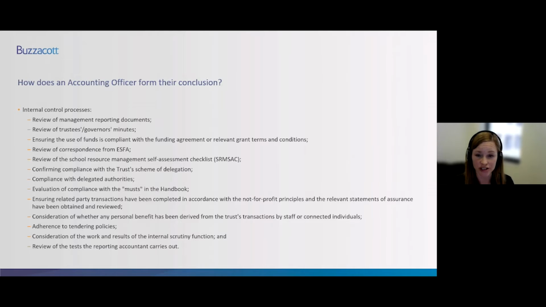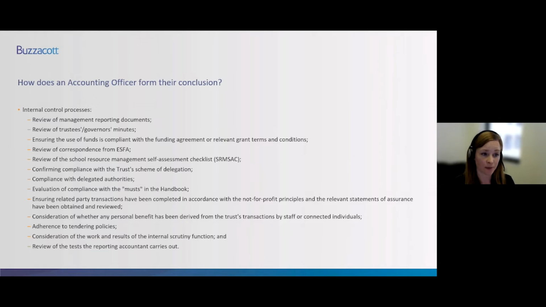And the Academy Trust Handbook this year has clarified that that compliance encompasses estates, safety and management. So this means managing the school's estate strategically and maintaining the estate in a safe working condition and complying with the relevant regulations. The next area it covers is review of correspondence from the ESFA. So this would include things like notices to improve or minded to letters. We then have review of the school resource management self-assessment checklist. This checklist covers areas such as governance, strategy, the annual budget, staffing and value for money.